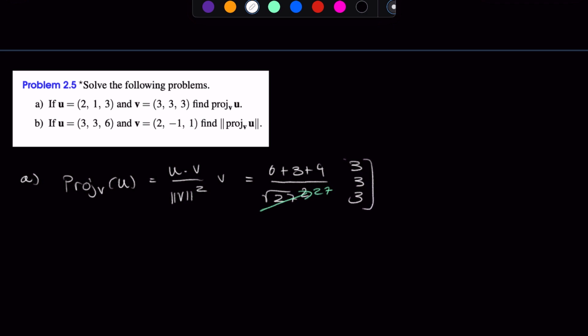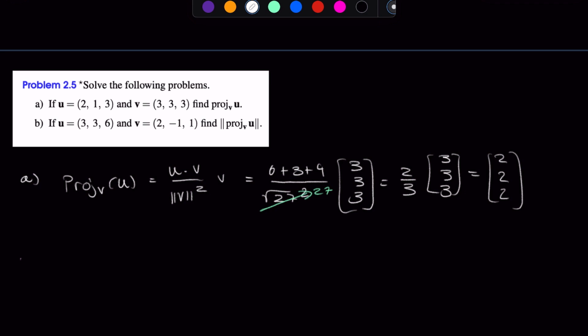Makes it easier. 9 plus 9, which is 18. 18 divided by 27 is equal to 2/3. So 2/3 times 3, 3, 3, which is vector v. Okay, so if we multiply each element in this vector by 2 over 3, we get 2, 2, 2, right? Because the 3 is going to cancel out when we multiply 2 over 3 times 3. That's the answer for A.